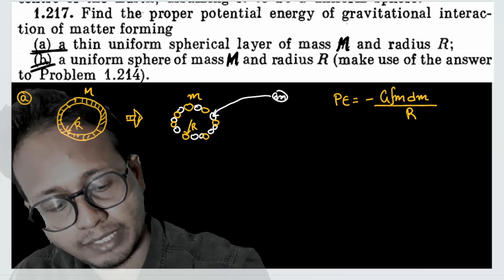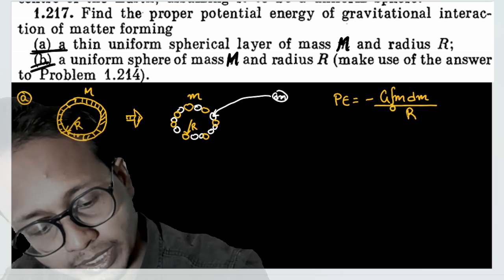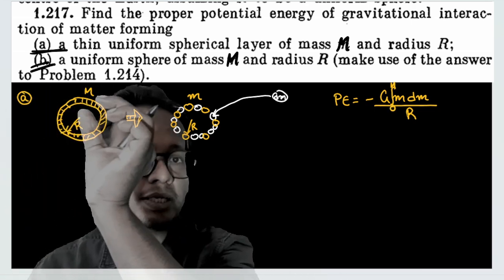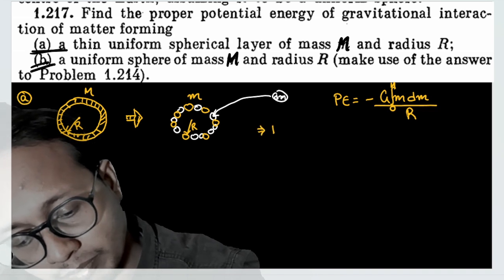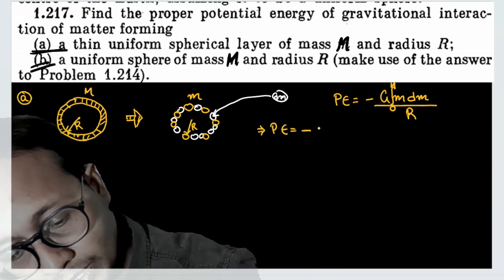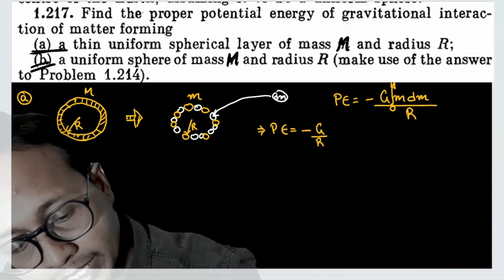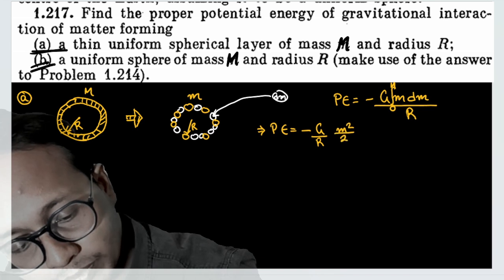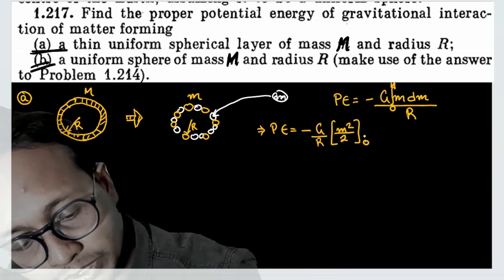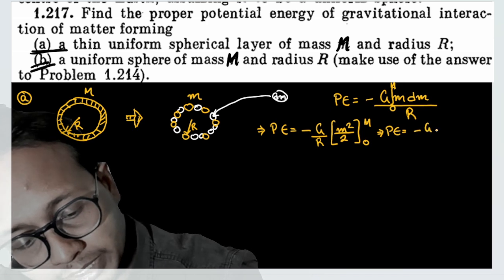Now to integrate this from 0 till the mass capital M is formed, the potential energy is minus G by R times the integral of M dm, which is M squared by 2, with limits of integration from 0 to mass capital M. So the potential energy is minus G M squared by 2R.